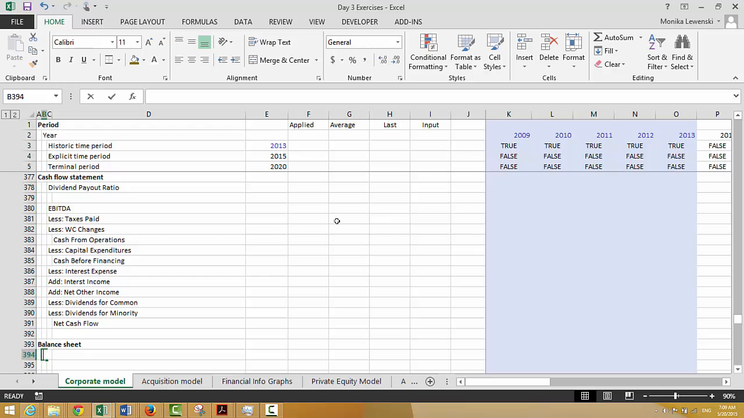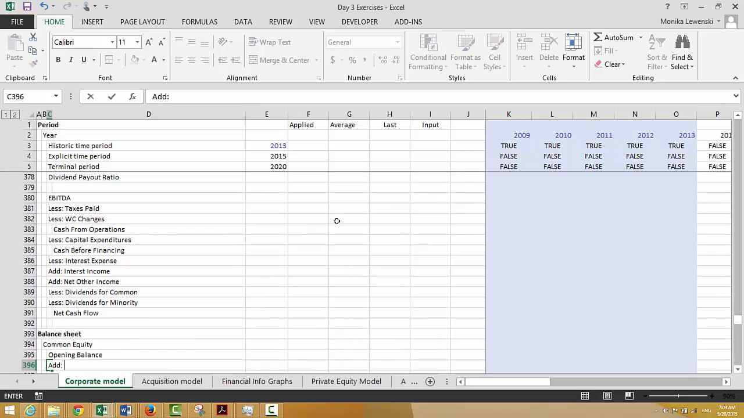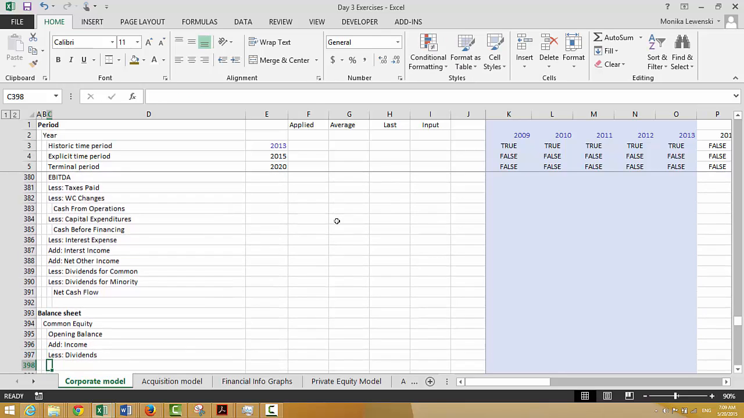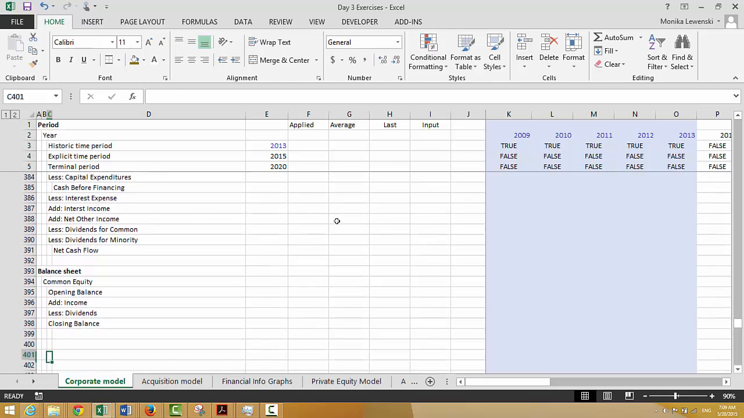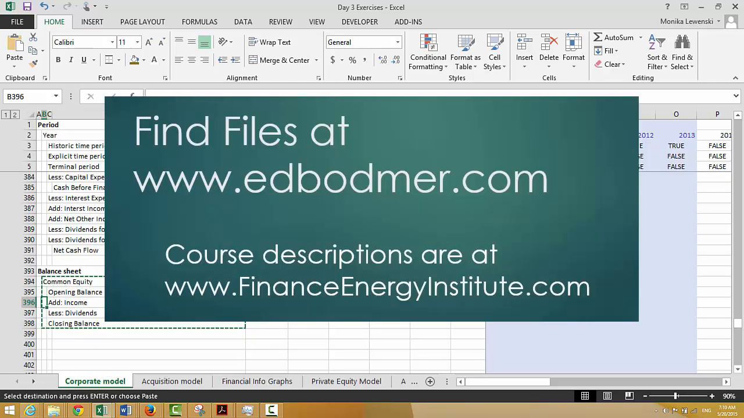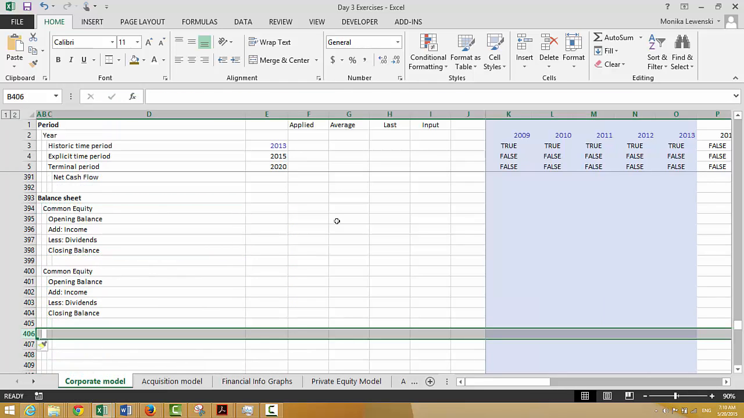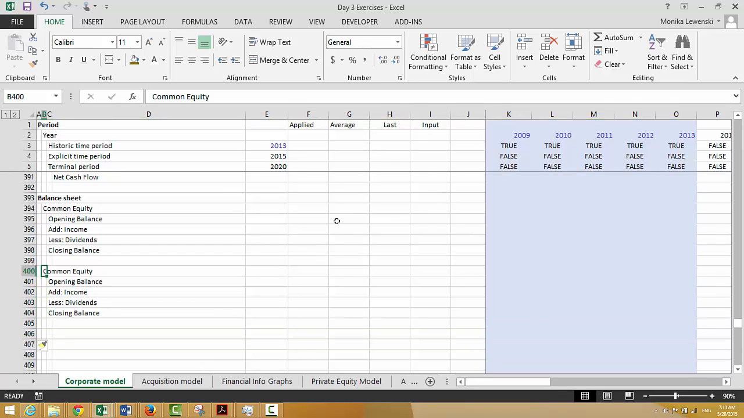Okay, and we'll put common equity here and put an opening balance, add the income less the dividends. This is all to common, so then I put a closing balance. Now we can do exactly the same thing for the minority interest. Okay, and then finally, once we have this, we'll put our balance sheet together and see if it works.